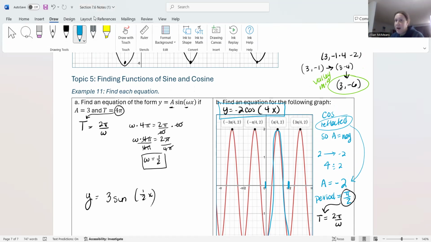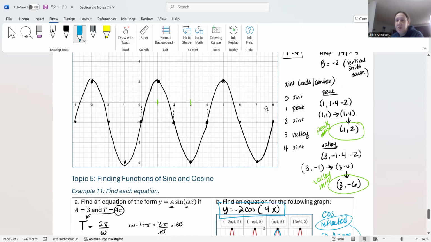Okay, so there you have it. That was a long video, but we got all 4 examples in right in time. So make sure you understand reflections, amplitude, period, and shifts. When it comes to the shifts here, there's a few different ways you can do it. This is how I like to do it. We can look at other ways when we're together in person.